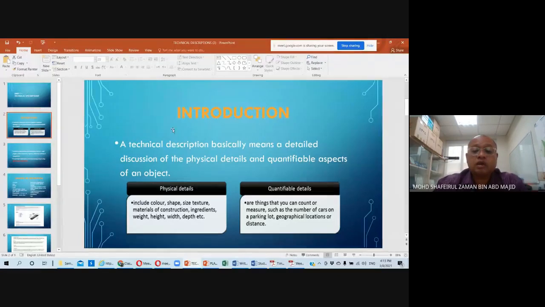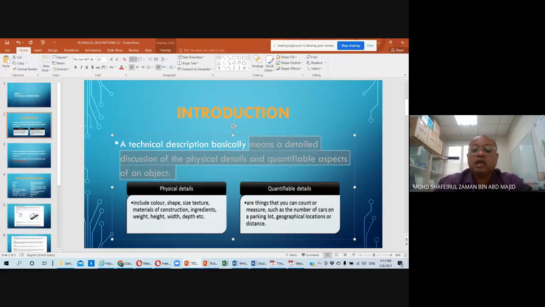So a technical description means a detailed discussion of the physical details and quantifiable aspects of an object. Please take note of the words detailed discussion over here. When you are involved with a technical description, you are going to be very detailed and specific, and you are looking at the physical details. What are physical details? You're going to talk about the product in terms of color, shape, size, texture, materials of construction and everything. So you have to be very specific.